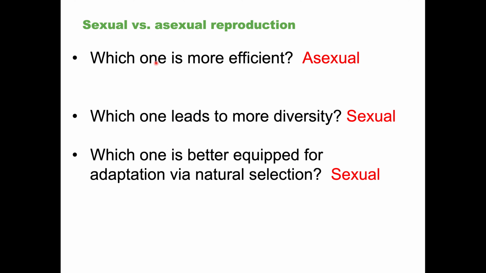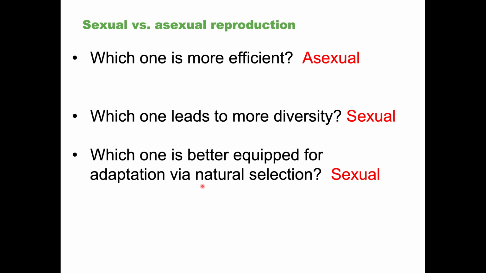Okay, some questions. Sexual versus asexual reproduction. Which one is more efficient? Asexual reproduction is more efficient. Why? Because it just involves 1 cell division rather than 2. Which one leads to more diversity? We saw that sexual reproduction leads to more diversity because of crossing over, independent assortment, and random fertilization.